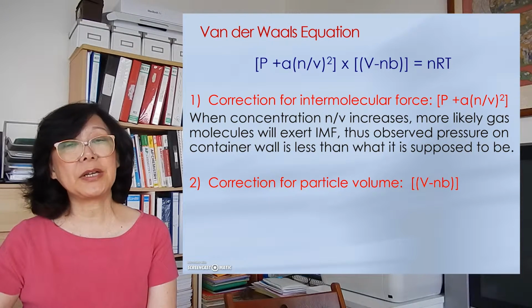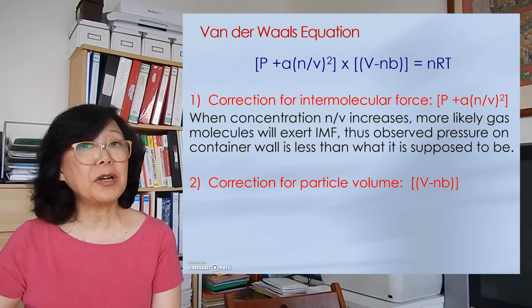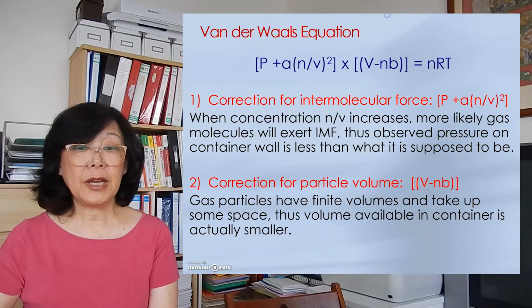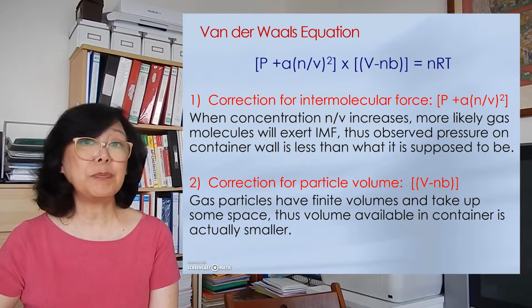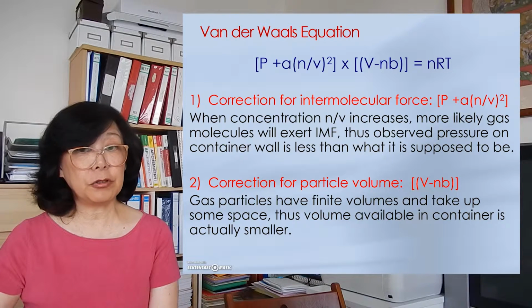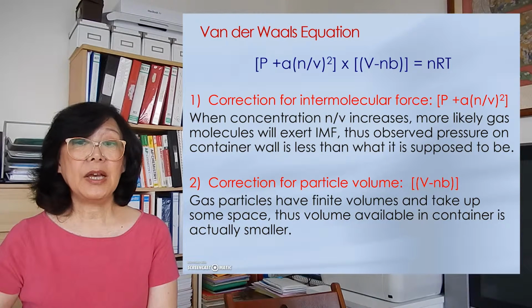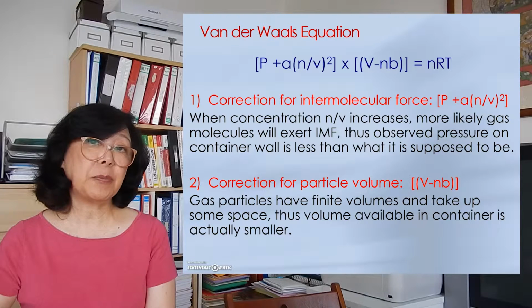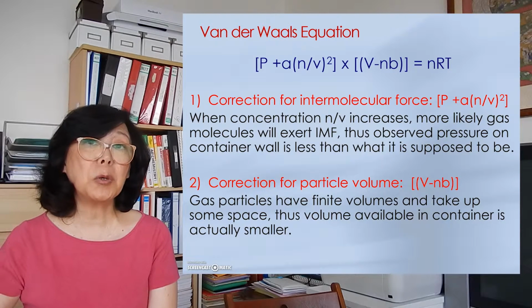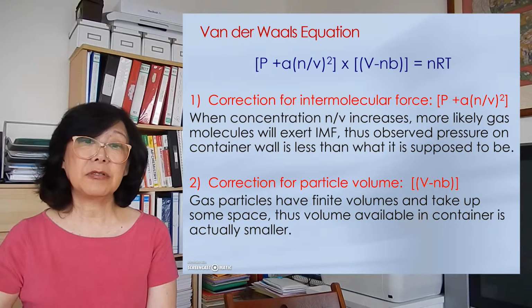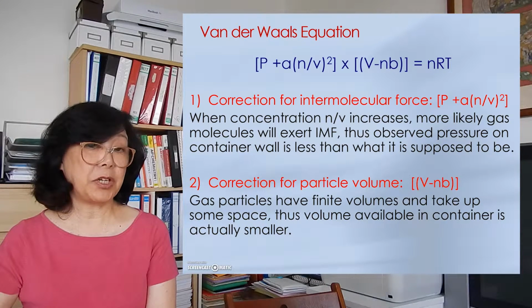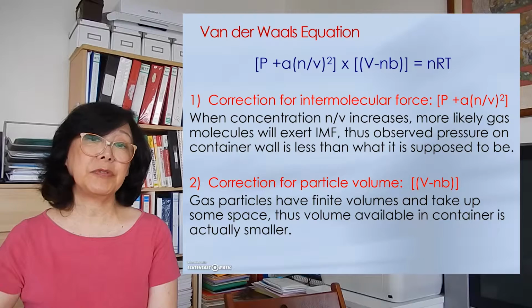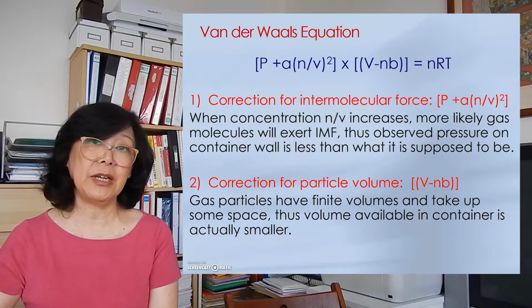Now, we also assume that gas molecules have no volume, but in fact they do. Therefore, the volume occupied by the gas molecules should be accounted for in the total volume of the container. That is n times b, meaning the volume occupied by the gas molecules, which is moles times the constant b. So now we have the modified ideal gas law equation, the Van der Waals equation, with the two correction factors built in.